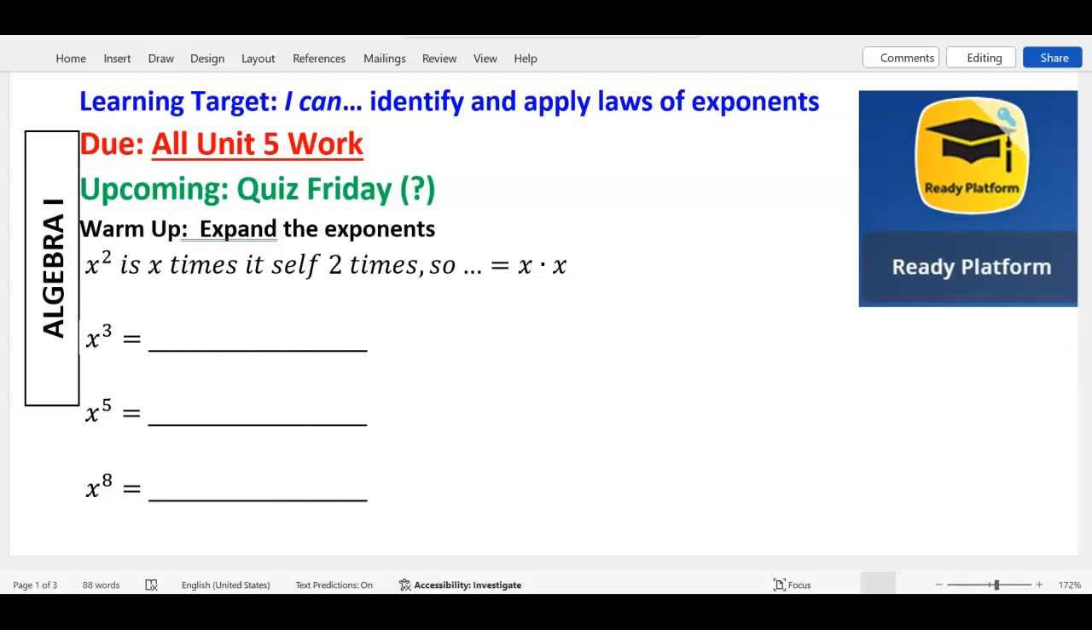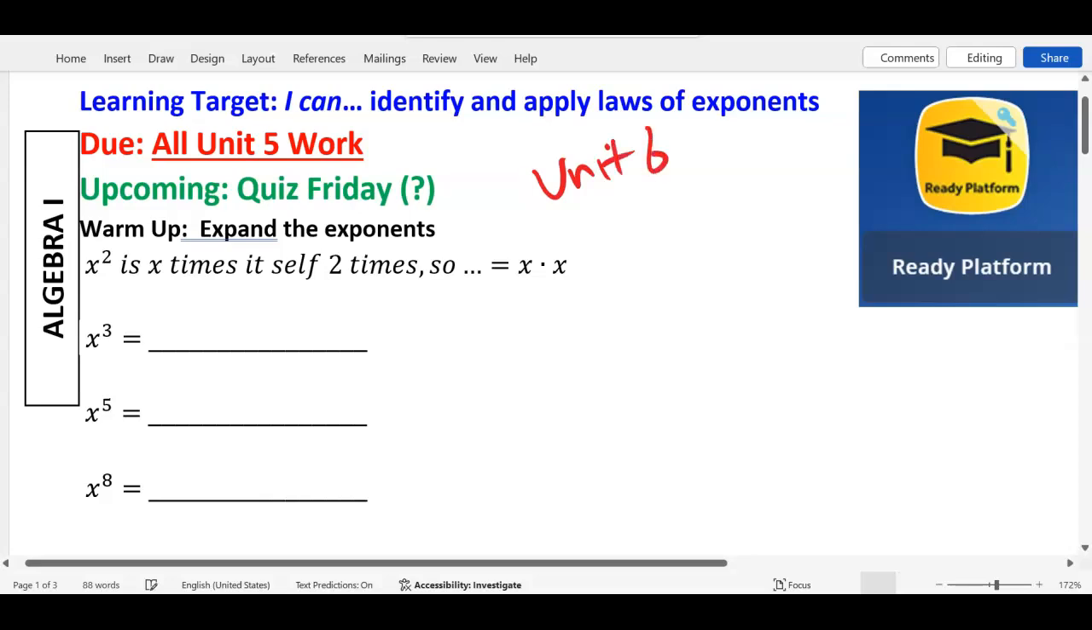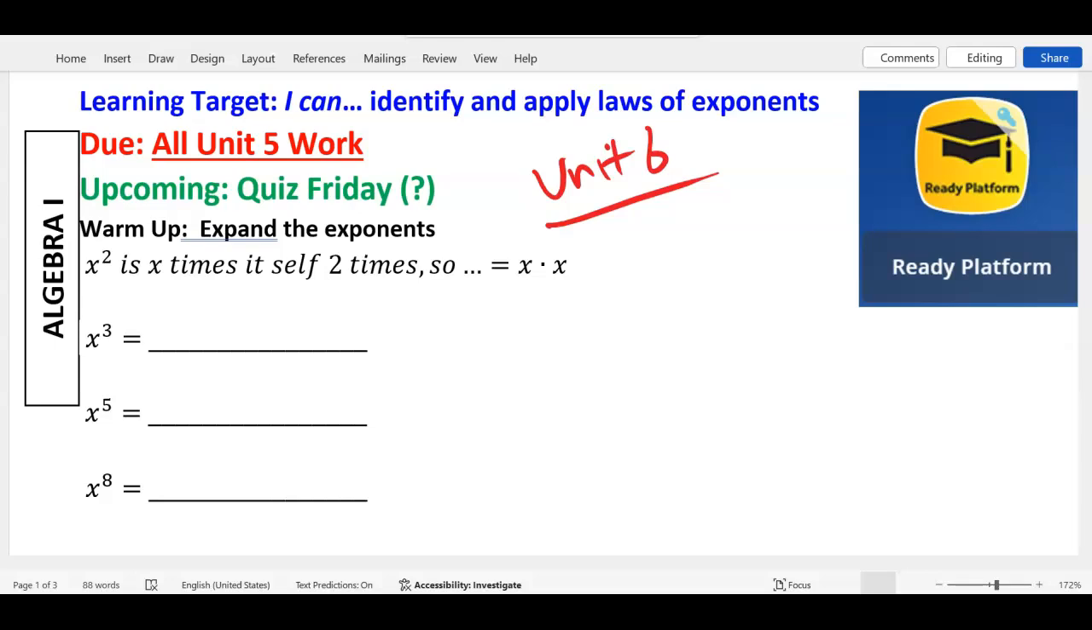So we are in unit 6 now, right? All unit 5 work is due. Unit 6 is where we're at. We are starting polynomials. So make sure you don't have headphones or phones or anything. Don't even look at your Chromebook or anything, unless you're finishing the test, of course.